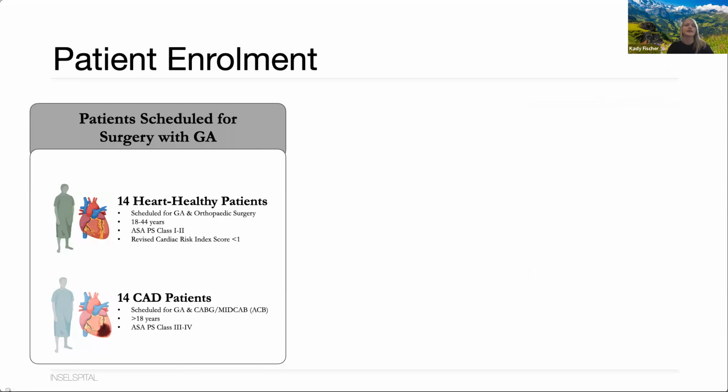So right now I'll just talk about the case report that is publishing the first 2 patients, but this is actually a major prospective observational trial. So we take 14 heart healthy patients. So these are all people scheduled for general anesthesia and orthopedic surgery. So they basically have very low risk of cardiovascular disease, and 14 patients scheduled for coronary procedures. And this would be a risk factor score of 3 to 4 ASA PS class.